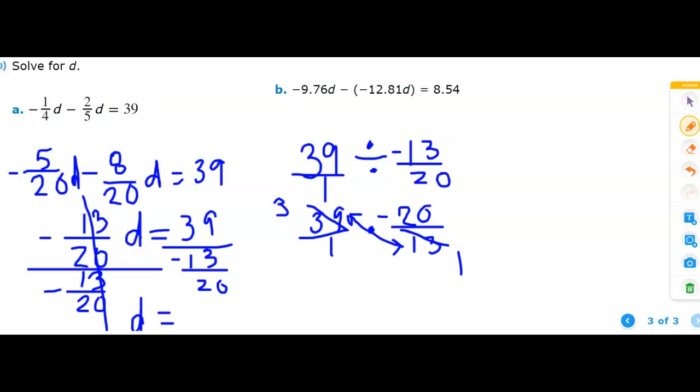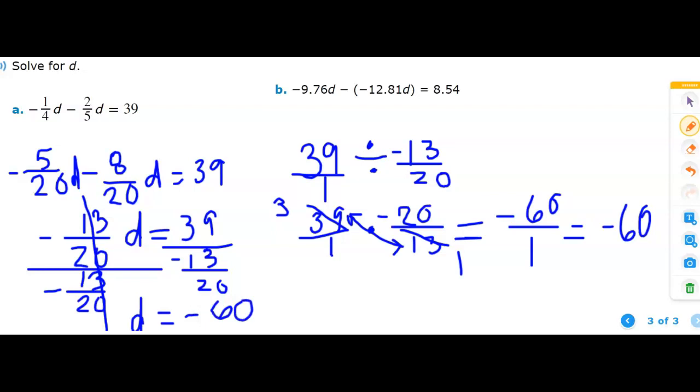So now both of my denominators are 1, and all I have to do is 3 times negative 20. And 3 times negative 20 is negative 60 over 1, which is also equal to just negative 60. So d equals negative 60.